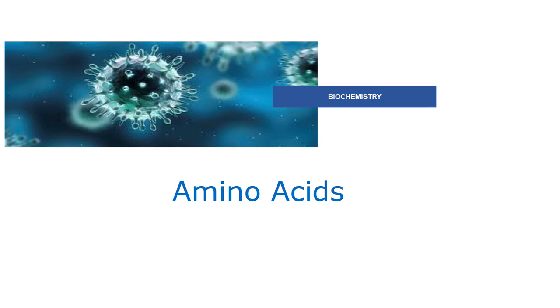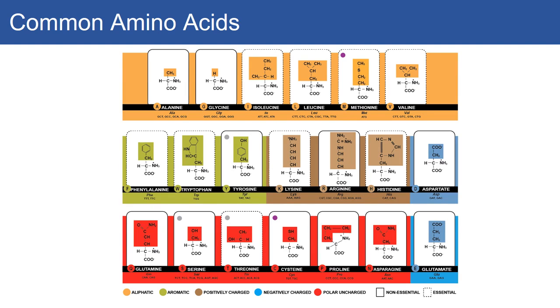Welcome to this biochemistry lecture on amino acids. There are 20 common amino acids that are found in proteins. They are commonly grouped according to property, and this chart has a representation of those groupings generally.